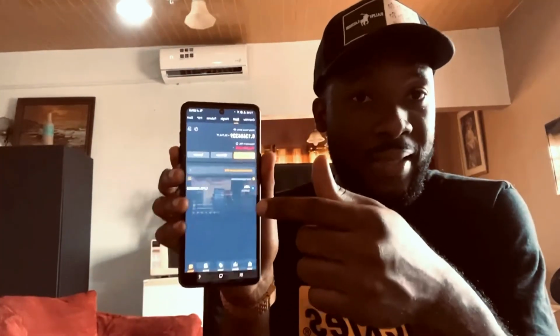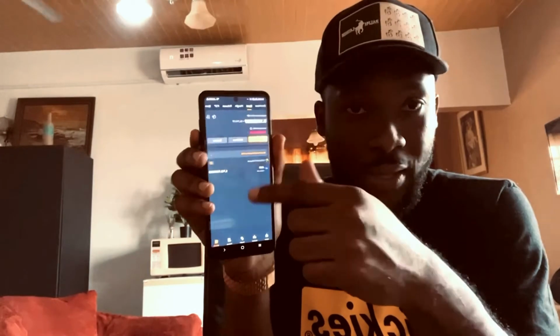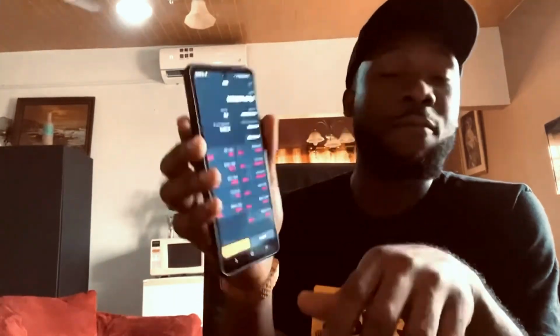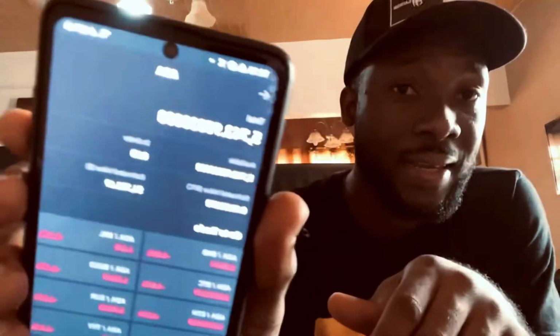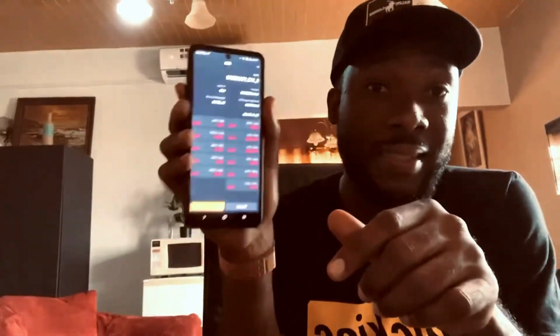When you move it to your spot account, it will be here. This is my funds, so it will be here. You will see that I have bought Cardano. All my money is in Cardano. Cardano is ADA. All my money is in Cardano, ADA. So you will come to, where is it?